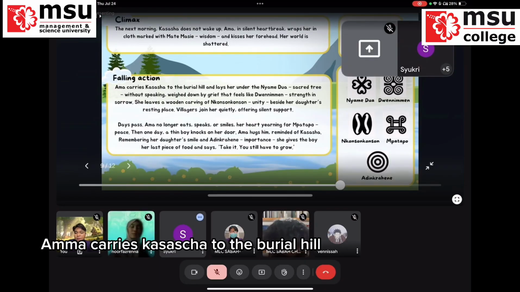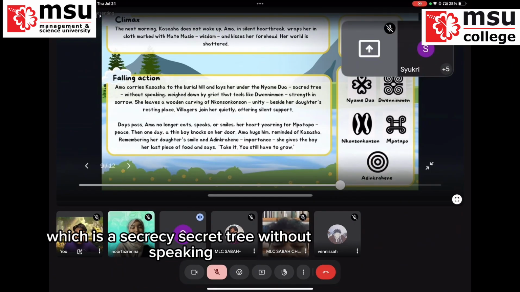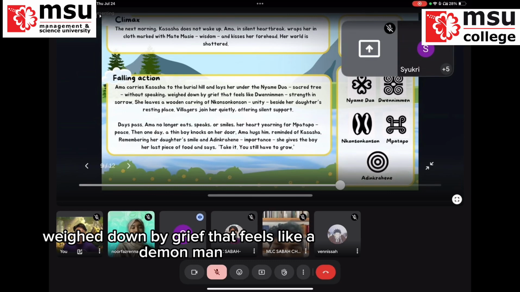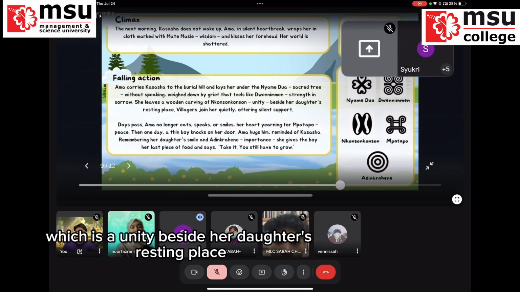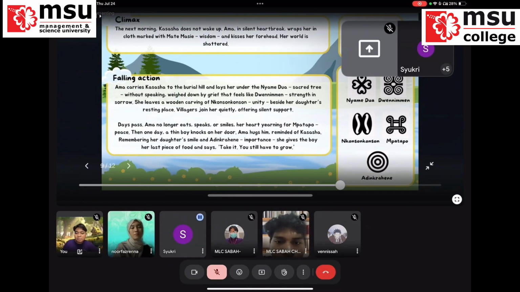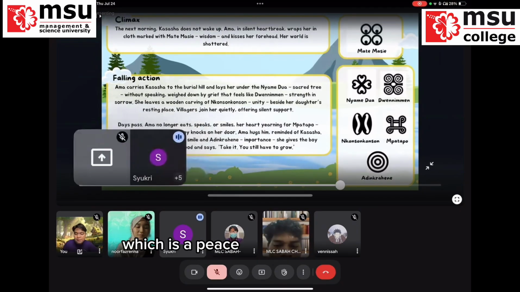Amma carries Kasasha to the burial hill and lays her under the Nyame Dua, a sacred tree, without speaking, weighed down by grief that feels like Dua Nimen, which is strength in sorrow. She leaves a wooden carving of Nkonsonkonson, which is unity, beside her daughter's resting place. Villagers join her quietly, offering silent support. Days pass. Amma no longer eats, speaks, or smiles, her heart yearning for Mpatapo, which is peace.